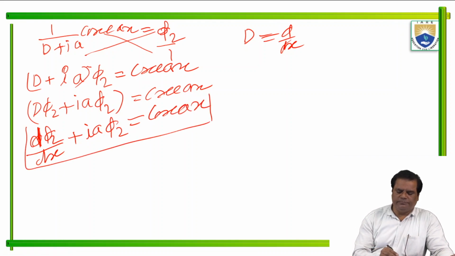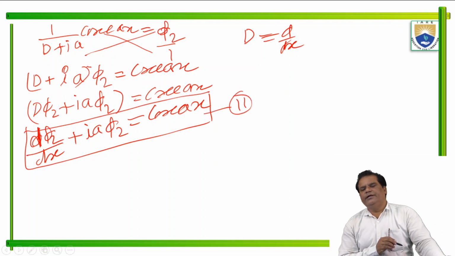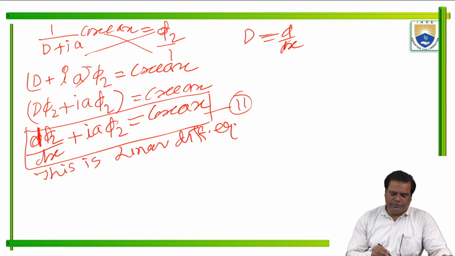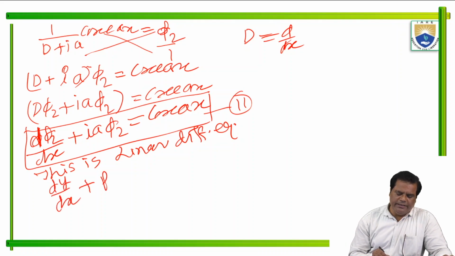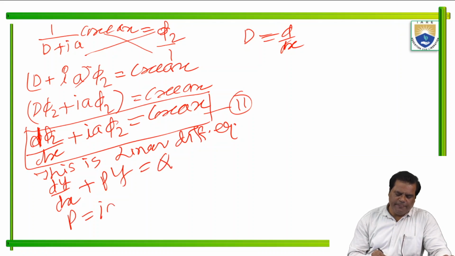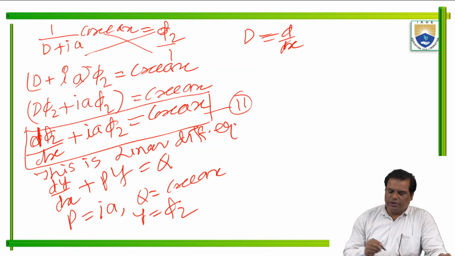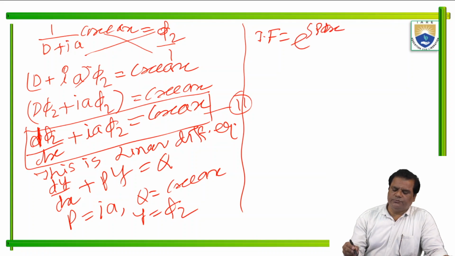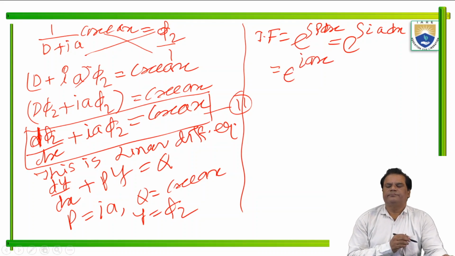This is a linear differential equation. This is equation 11. Now the general equation is dy/dx plus Py is equal to Q. So P equal to IA, Q equal to cosec AX and y equal to phi 2. First here writing the IF, integrating factor, e to the power integral P dx. So e to the power integral IA dx equal to e to the power IAX.